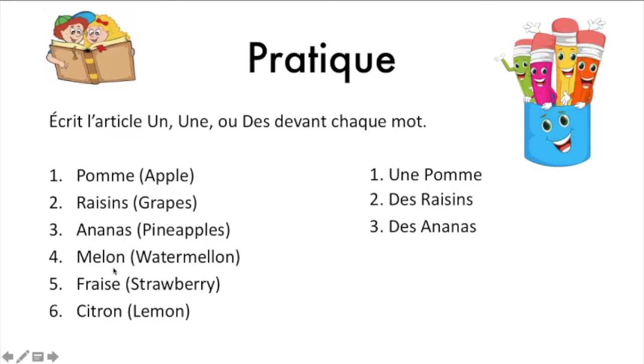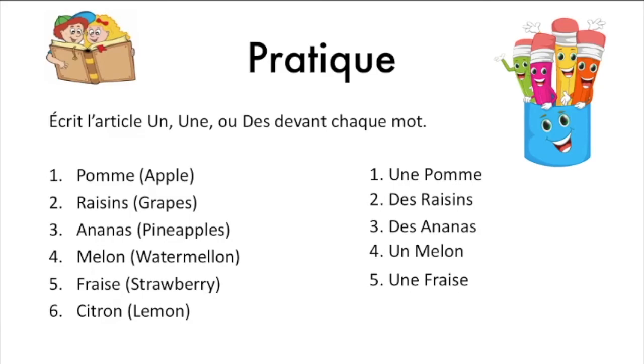Number 4, we're going to have melon. So it ends with an N. Let's check if it ends with an ION. No, it ends with an LON. So it's most likely going to be masculine. Un melon. Number 5, numero 5, we have fraise, which is a strawberry. So we're going to look at the end. It ends with an E. So most likely it's going to be feminine. So we're going to use une fraise.